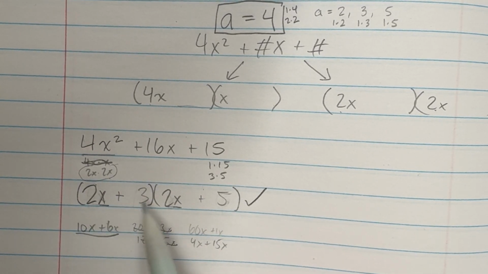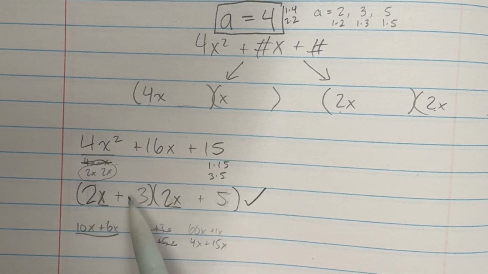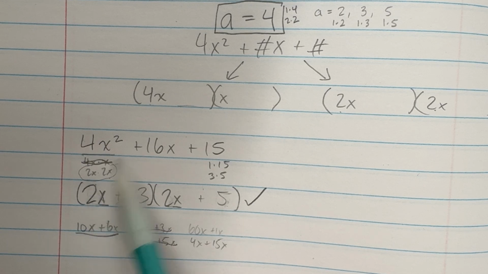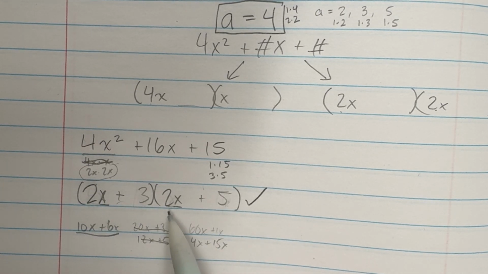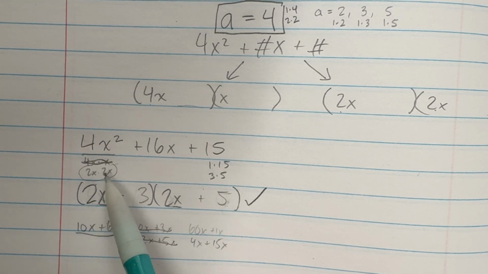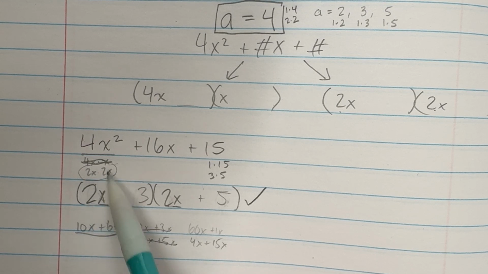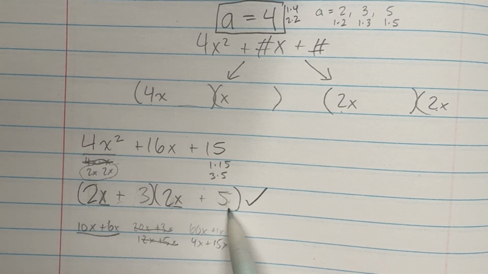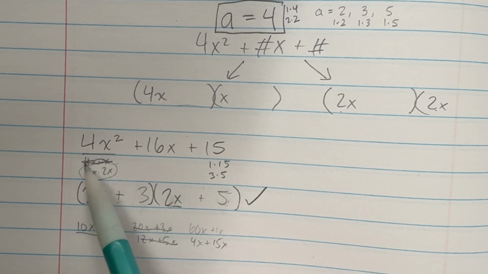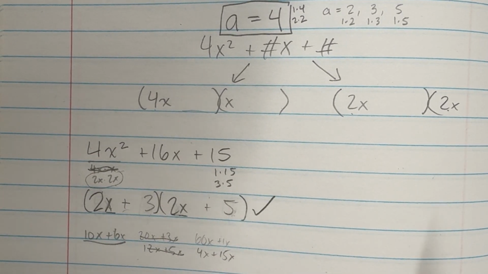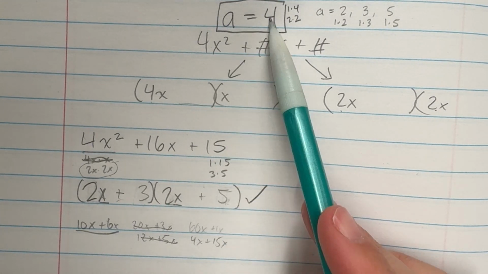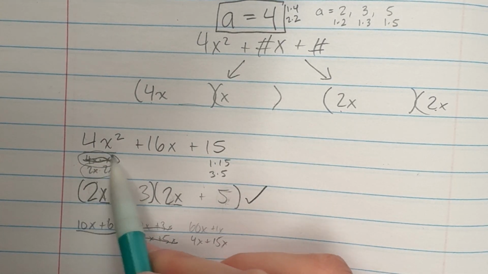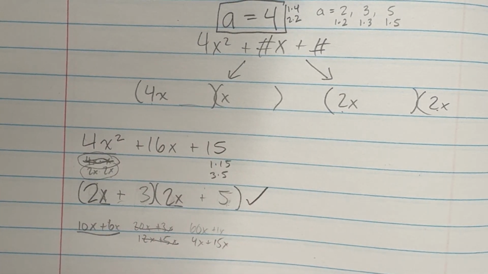The reason is this: when I tried 3 and 5, there was never a reason that I was going to need to switch it, right? If I had switched it, I would still have been multiplying 2x times 5 and 2x times 3 and adding them. So when you see a 4x, trying the 2x is more efficient because it doesn't require you to switch. If I had tried 3 and 5 and it hadn't worked, I would have tried 15 and 1, and then I could have tried the other possibilities. All right, so just be careful when your a is 4. Sometimes it's still going to be that 4x and x, but sometimes it's going to be 2x and 2x.